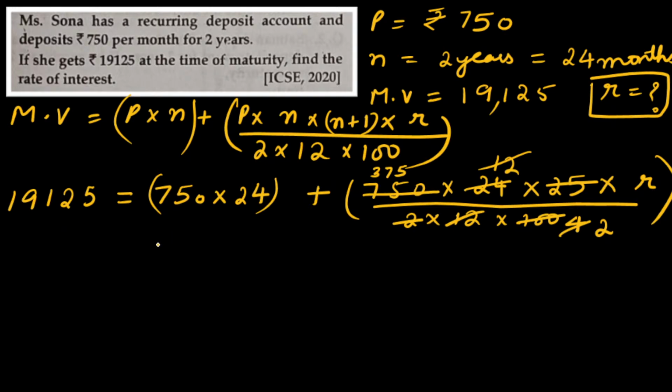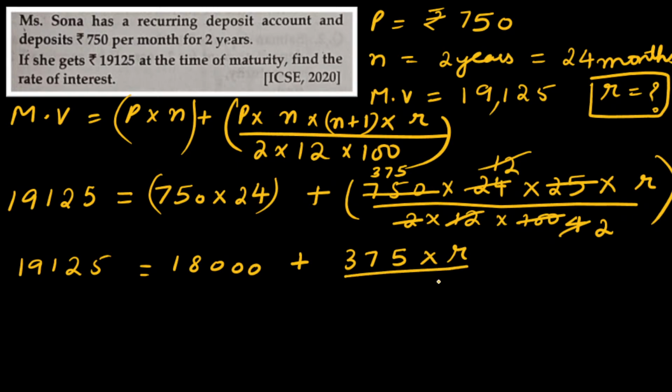Just multiply 750 into 24 and tell me its answer. So here I have 19,125. 750 into 24, multiply and tell me its answer. It is 18,000. So only one or two students are answering today. I want everyone to answer. So 18,000. Nikita and Tarun have given me the answer. Good. Plus here what I am left with is 375 into R by 2.